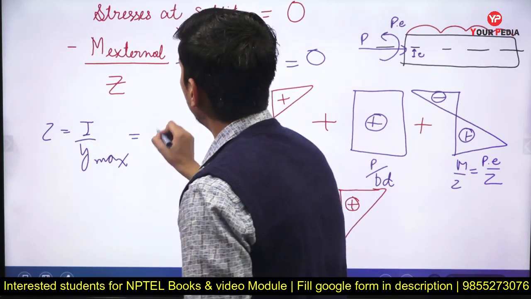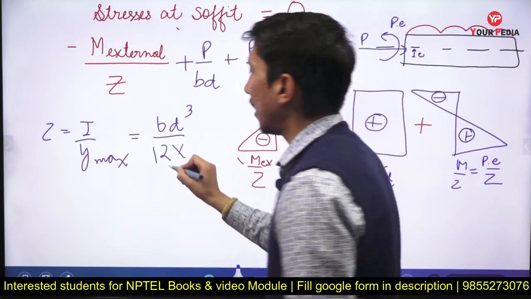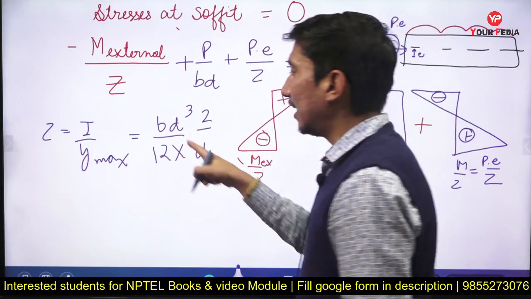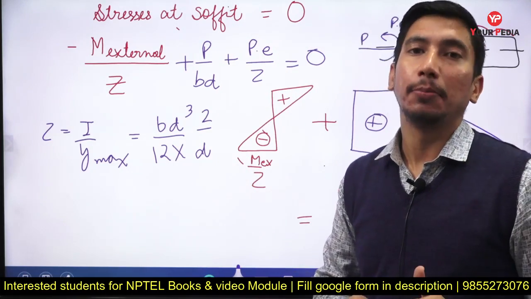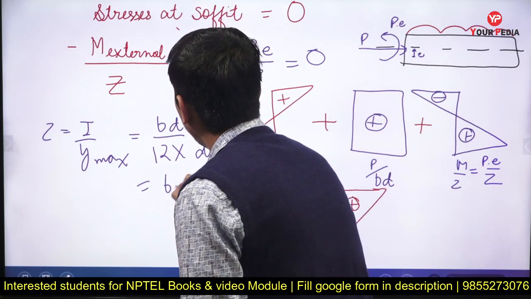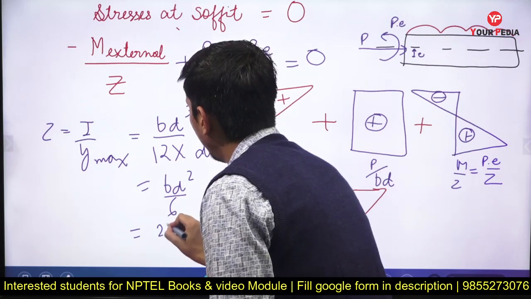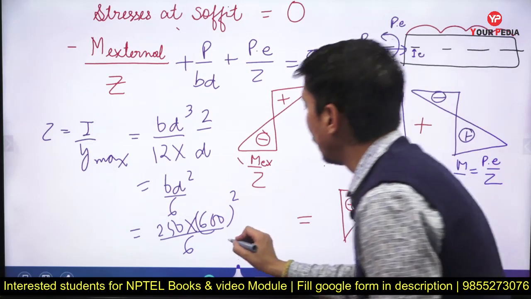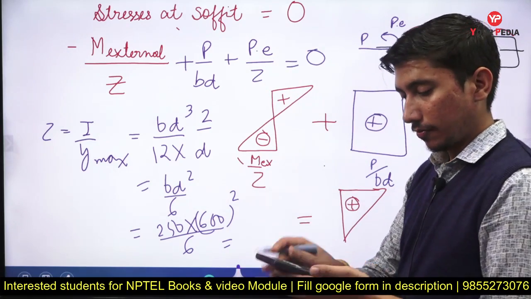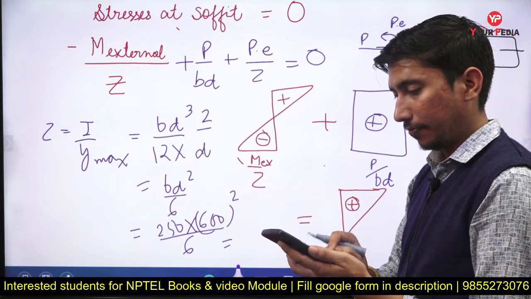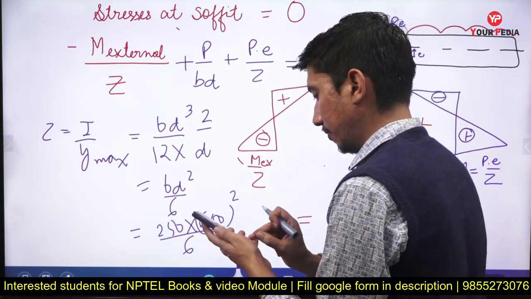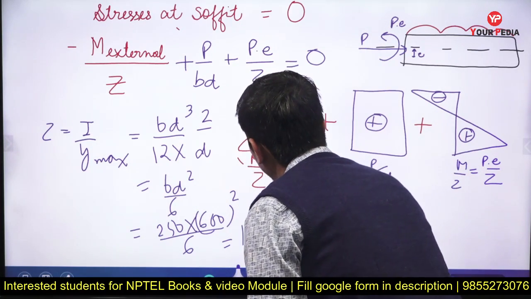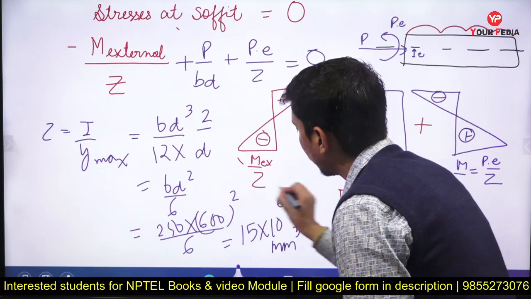I for a rectangular beam will be BD cube by 12, and Y max is the maximum distance of the extreme fiber from the neutral axis, so this will be equal to D by 2. Here D is not effective depth, D is total depth of the beam. So this is equal to BD square by 6. So B was 250, this is 600 square, divided by 6, we get 15 into 10 raised to power 6 mm cube. This is the section modulus.